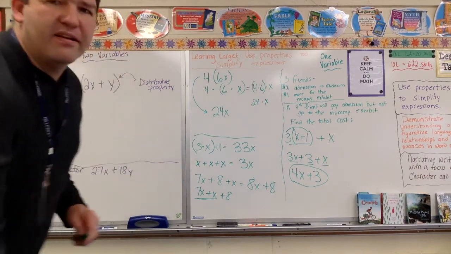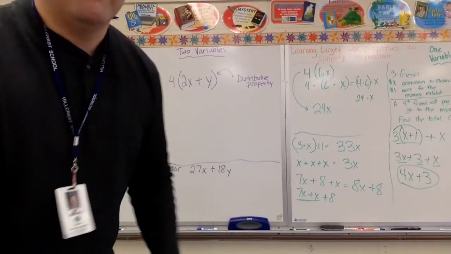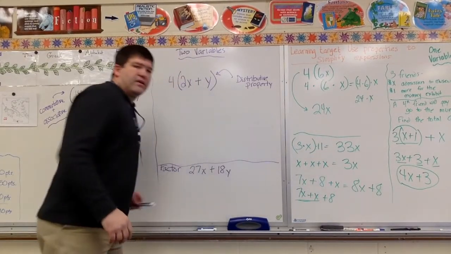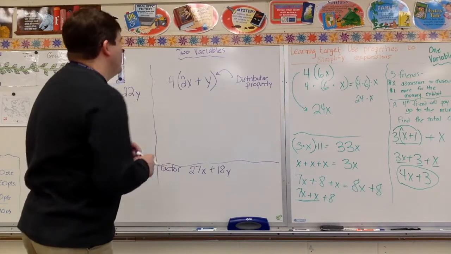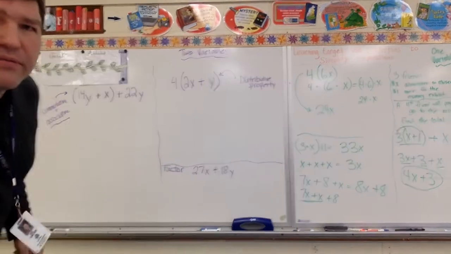Good. All right. Let's look over here. Now, instead of just one variable, let's add a variable. Let's do two variables. Okay? So we have 4. Well, let's come over here. Let's do this one first.